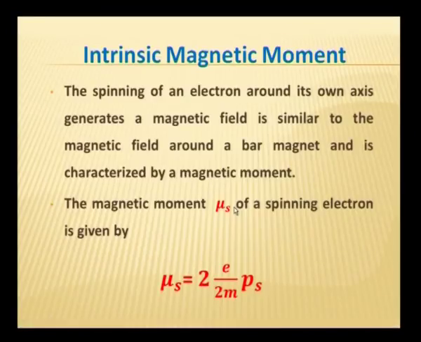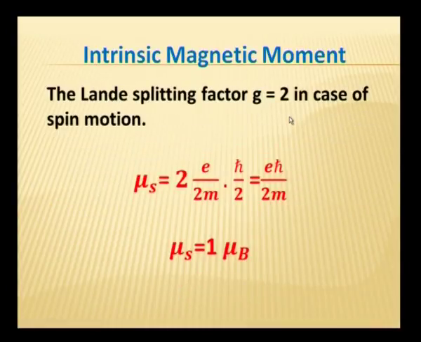So, when you have spin angular momentum, there should be a spin magnetic moment. The magnetic moment mu s of a spinning electron is given by an expression of this kind, where mu suffix s, mu refers to the magnetic moment, s refers to spin. The spin magnetic moment will be 2 times e by 2m into Ps, and this 2 comes because of the fact that g, what is g? g is the Landé splitting factor that we spoke of in the last lecture.